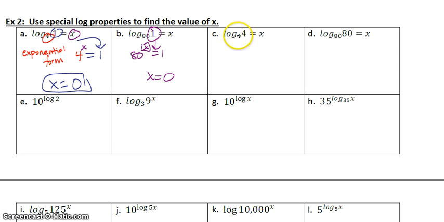Part C. Use a second property I taught you. So I've got log base 4 of 4 is equal to x. The answer is 1. Again, if you converted it to exponential form, it would look like this. So 4 to the first power equals 4.